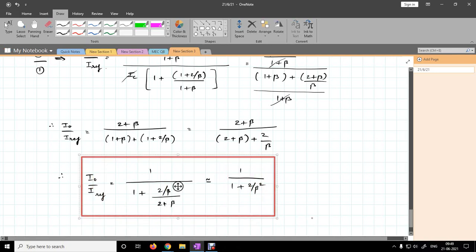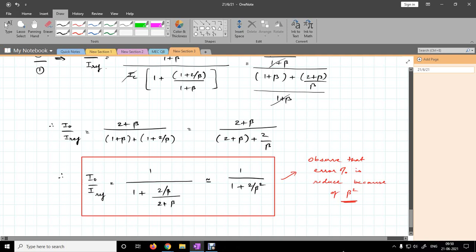Obviously, here you can observe that the error percentage is reduced because of beta square. Again, like I said, if you take beta to be 100, then that ratio will be 99.98%, so that error percent is 0.02%. So this is okay, fine.